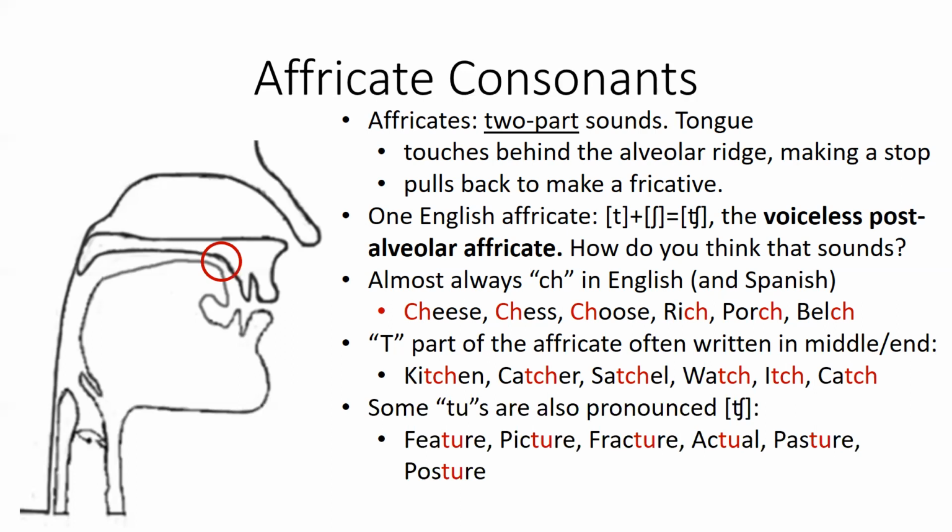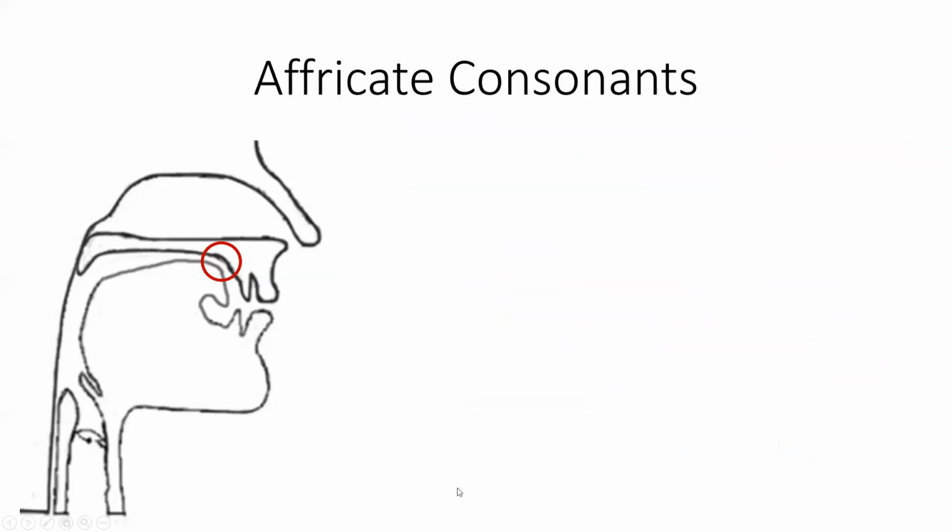And again, it's a little tricky. Some TUs are also pronounced ch. You notice there's a little bit different distribution here. So for example, before RE, it's always ch: feature, picture, pasture, posture, and actual. I think it's the influence of the k before it that makes that be a ch and not a sh. But that's more an ESL worry than a worry for you, because you know how to pronounce these words already. You just have to recognize them.